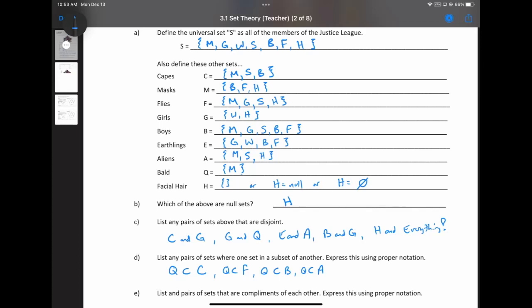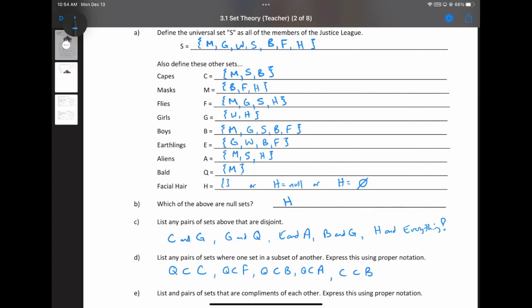Is that a subset of anything? And I don't think it is. M, S, and B. M, S, and B, so our cape wearers are all boys. So our cape wearers are a subset of boys.